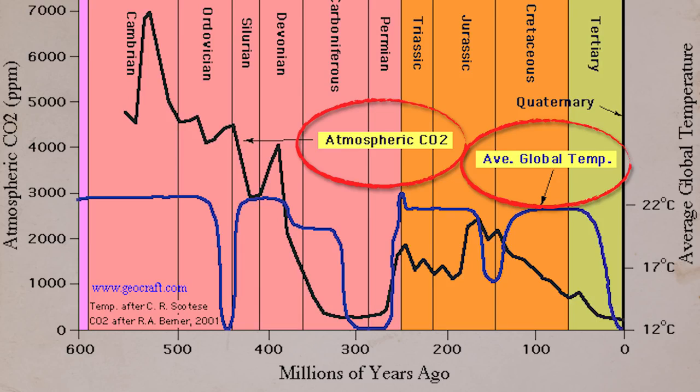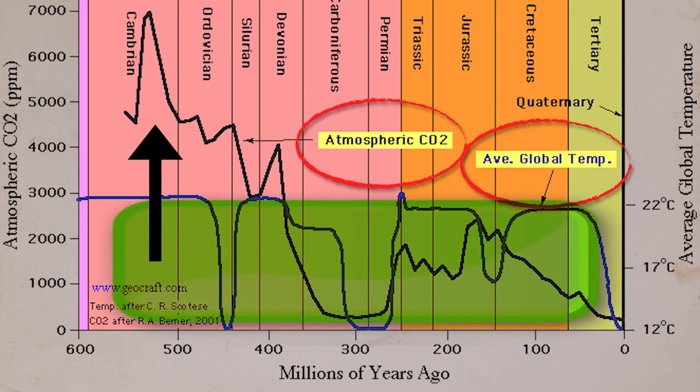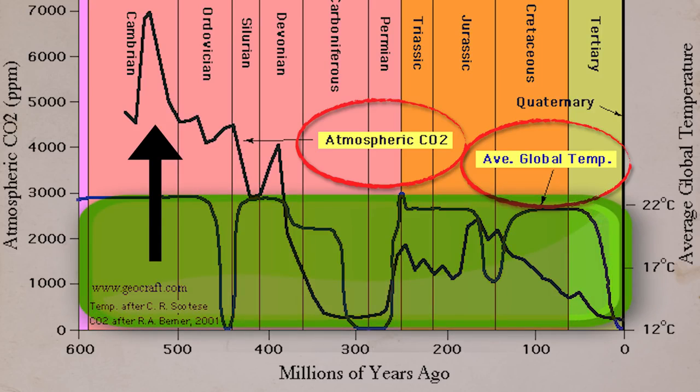In fact, when CO2 levels were over 15 times higher in Earth's history, the temperature wasn't 15 times higher. It was, in fact, no higher whatsoever than this narrow range in which temperatures have cycled over the last few hundred million years, between about 12 degrees centigrade and 22 degrees centigrade.